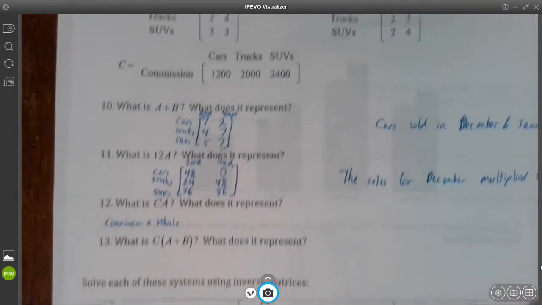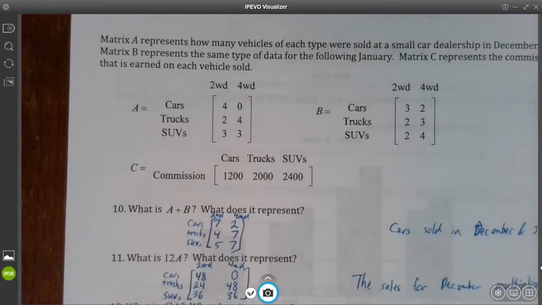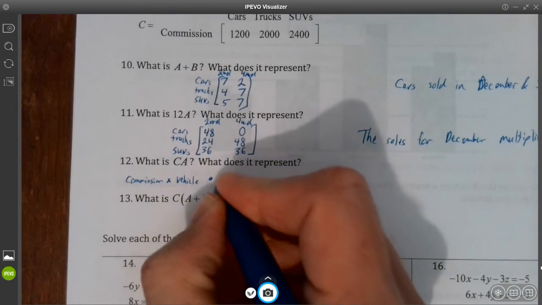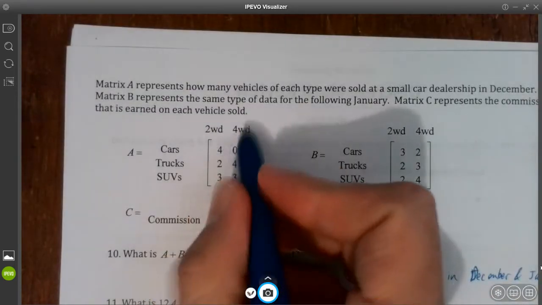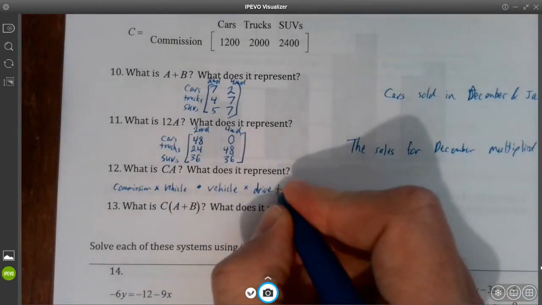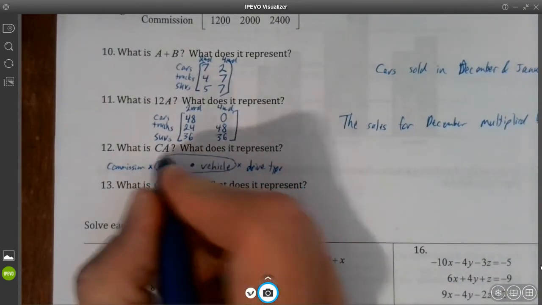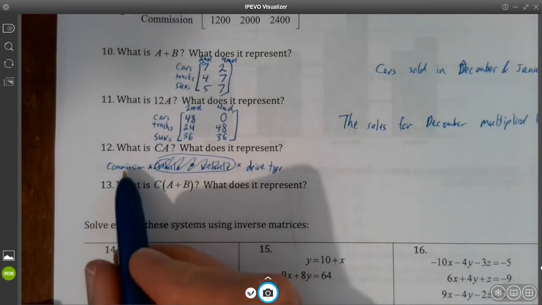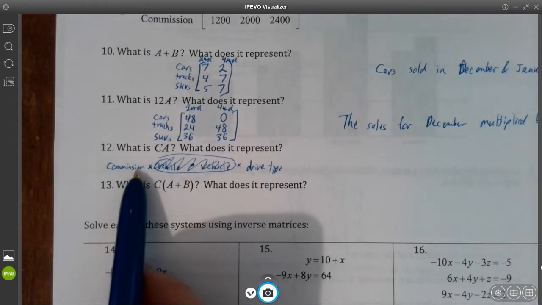All right, so check out what's happening here. The rows in matrix C are the commission. The columns represent the type of vehicle. Now when I multiply by A, I'm going to have rows, which is the vehicle type, and then two-wheel drive and four-wheel drive, the drive type. If everything works according to plan, and it will, in a matrix multiplication kind of way these will cancel out, and I'm going to have commission and drive type. So the amount of money that the salesmen and saleswomen make on the car based on the type of drive.